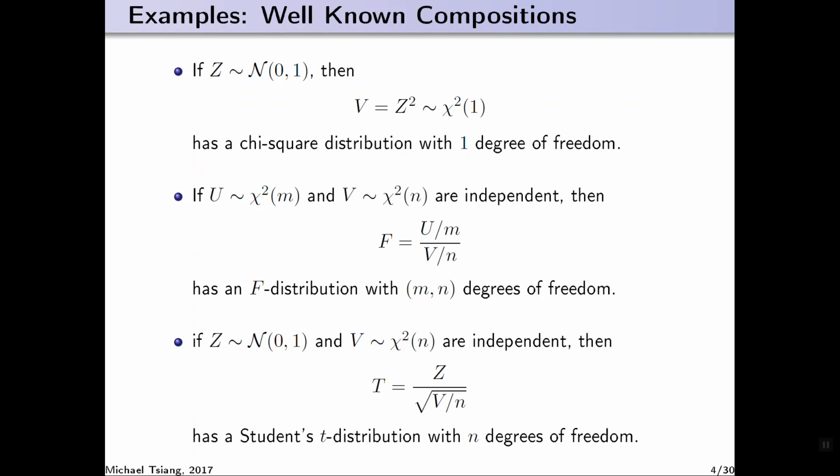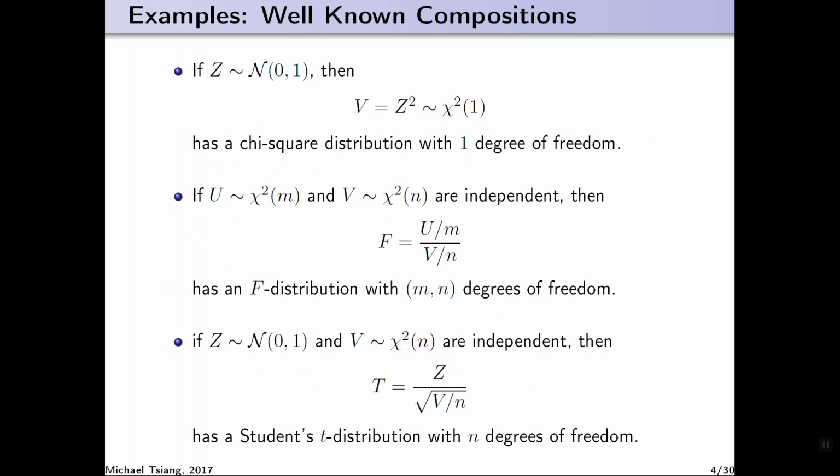And so here are just some well-known compositions. These are kind of the definitions of the distributions themselves. So for example, if we are able to generate values from the standard normal distribution, if Z can come from the normal distribution 0 to 1, and then we just square that value, then we have a chi-square distribution with 1 degree of freedom. This is kind of the definition that you should have learned in 100B, and it's a perfectly good way to get chi-squared values, okay?